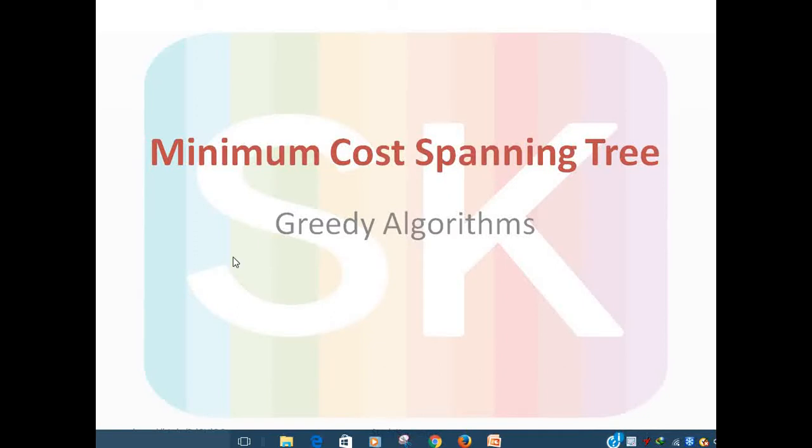Hello guys, let's start with today's section on minimum cost spanning tree. This topic is concerned with the greedy algorithms. So I will continue my lecture series on algorithms and problem solving.